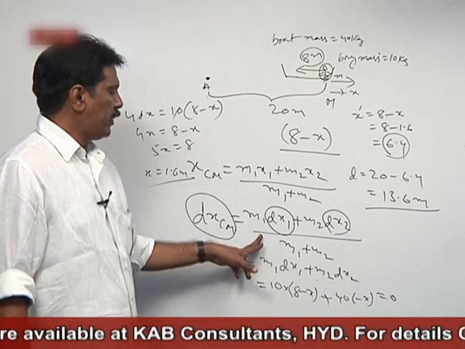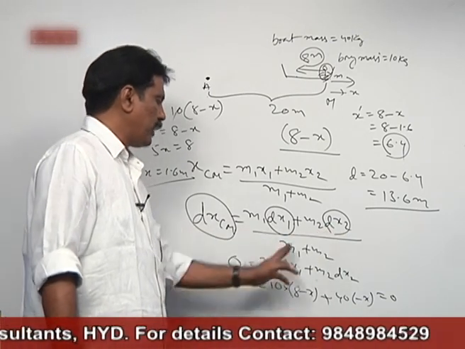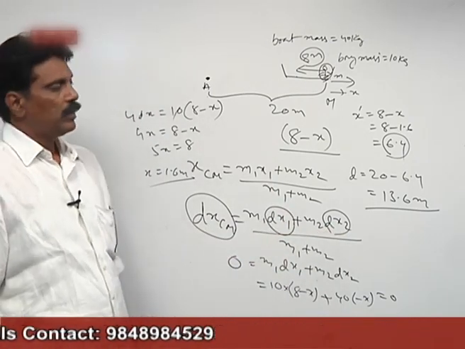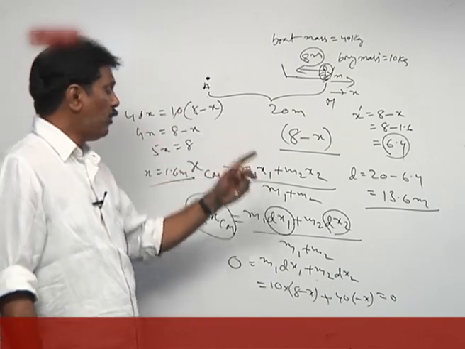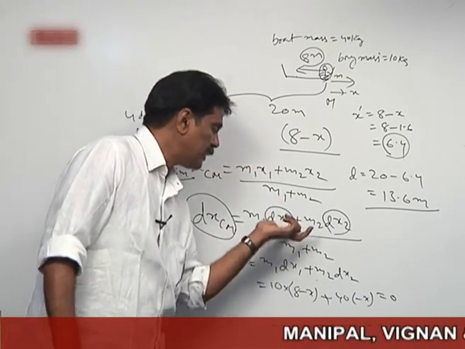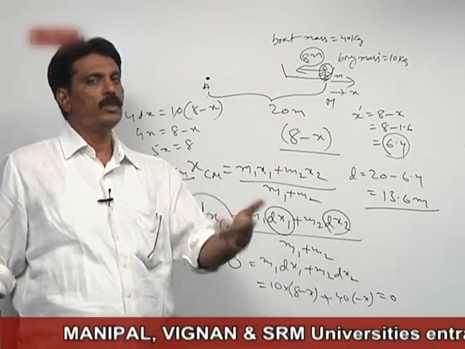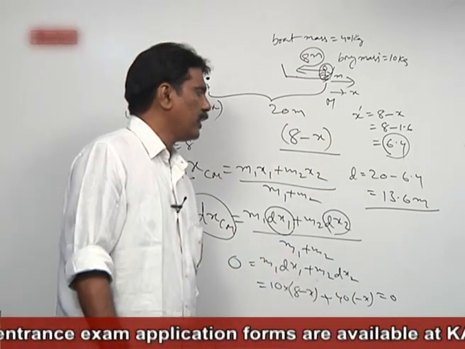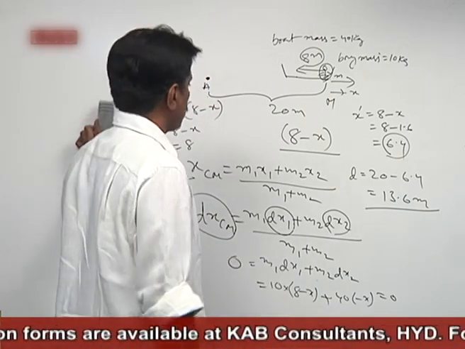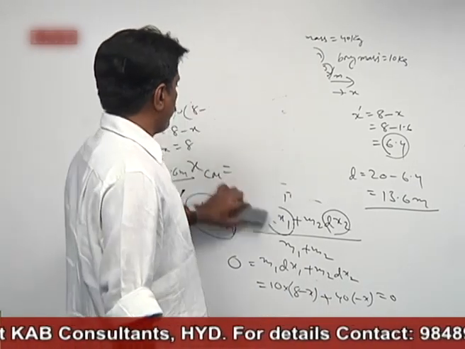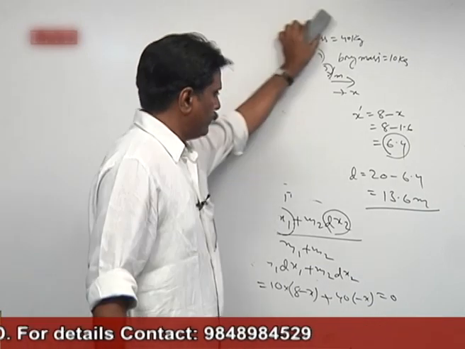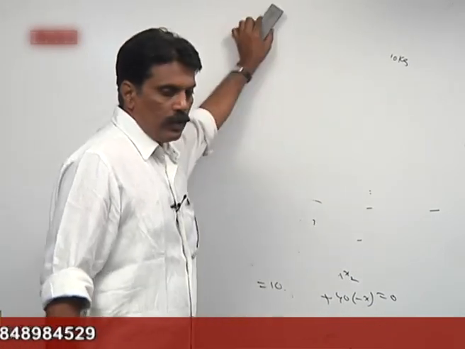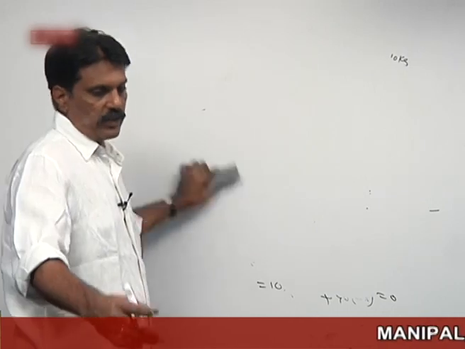dx_cm equal to (m1 dx1 plus m2 dx2) by (m1 plus m2). Only thing is you should carefully substitute what is dx1 and what is dx2. We will do some more examples also to clarify that. It is an easy thing, nothing difficult in this. Next, second one.